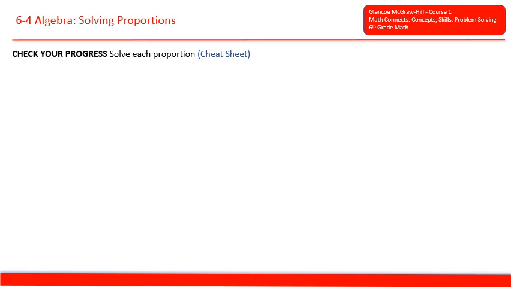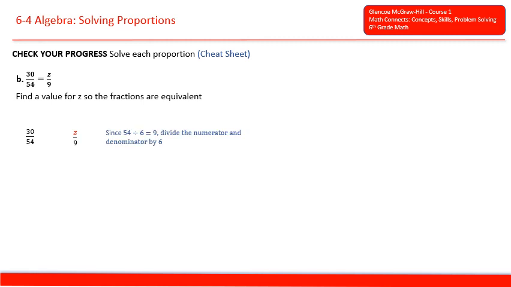B. 30 over 54 equals z over 9. Find the value for z so the fractions are equivalent. 30 over 54 and z over 9. Since 54 divided by 6 equals 9, divide the numerator and denominator by 6. 54 divided by 6 equals 9. Whatever we do to the denominator, have to do to the numerator, so 30 divided by 6 equals 5. 30 over 54 equals 5 over 9, since 30 divided by 6 equals 5. Z equals 5.